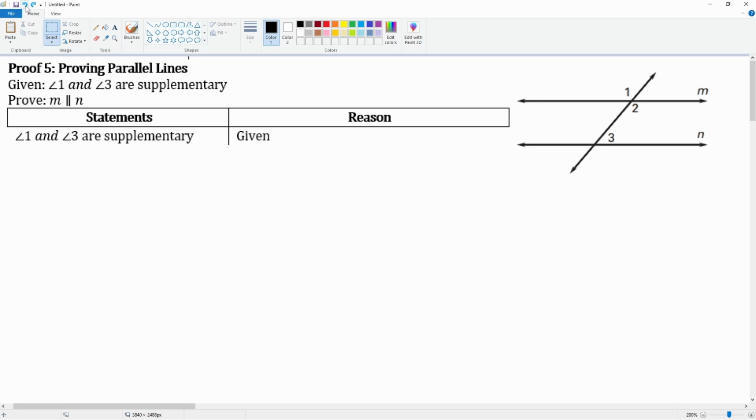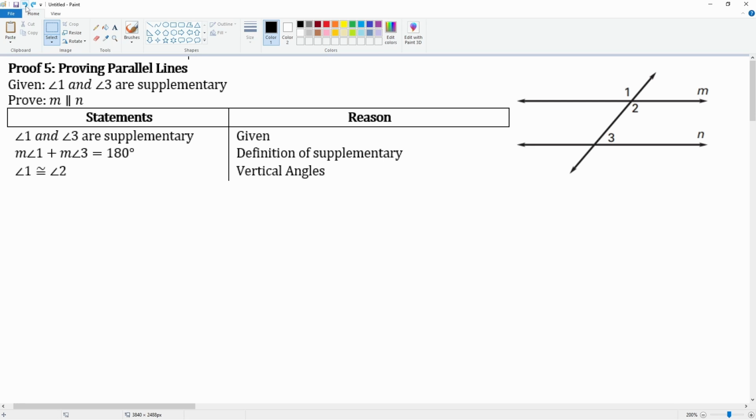So let's set up the equation. So I can say the measurement of angle 1 plus measurement of angle 3 equals 180. That's the definition of supplementary. Okay. Like before, we always like working with linear pair or vertical angles here. So we can see that angle 1 is congruent to angle 2 by vertical angles.